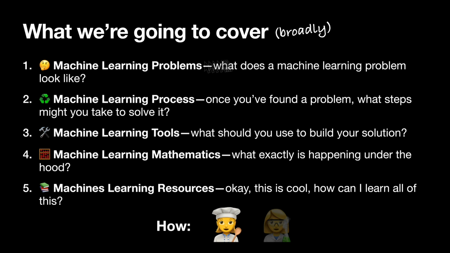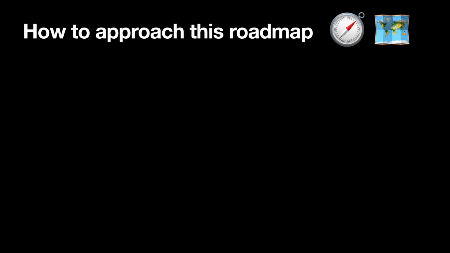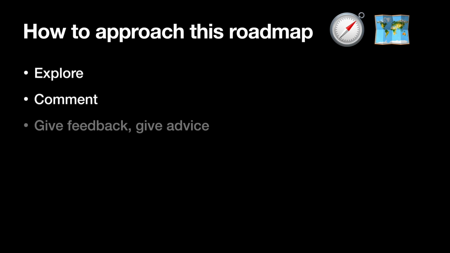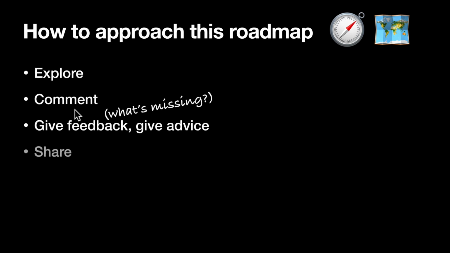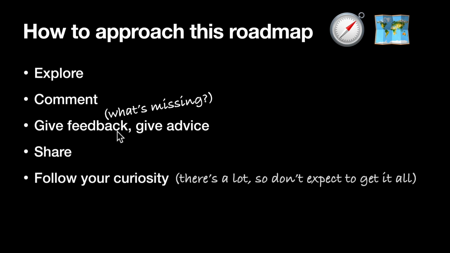We're going to cover these topics broadly. We're not going to dive too deep into each of them. If I was to go through these and tell you exactly what each one of them is, that would be doing you no justice. Instead, what I will continually emphasize, on the next slide, is how to approach this roadmap. The number one thing to do is explore. Number two is to comment on this video or on the roadmap itself, to give feedback. What's missing from it? Because of course, machine learning is a broad field, and chances are I've definitely missed something. Give advice if you have any. Share it if you want.